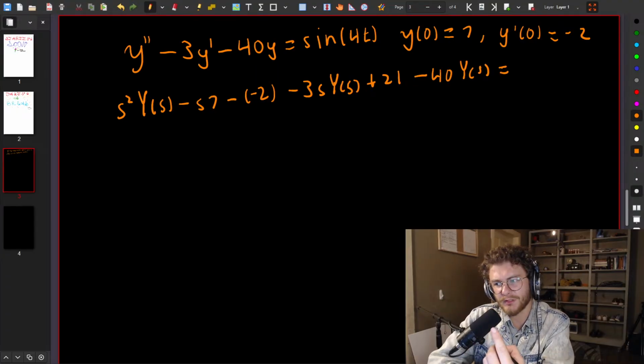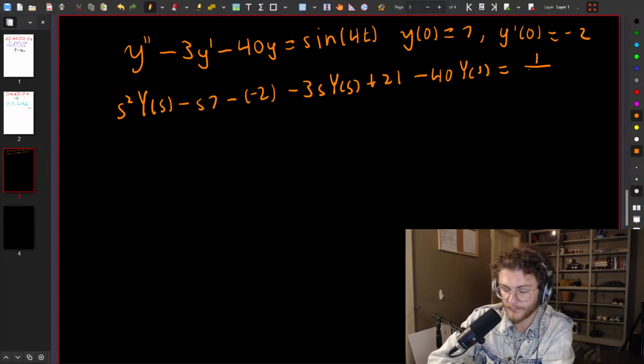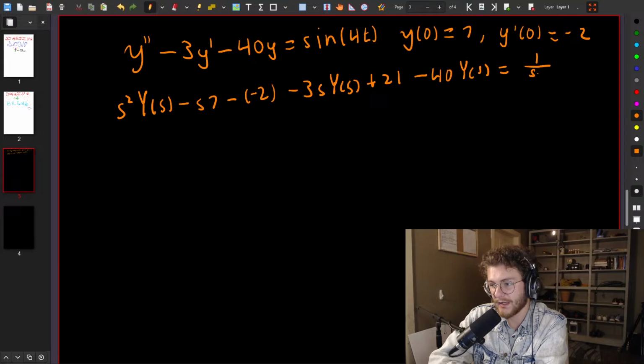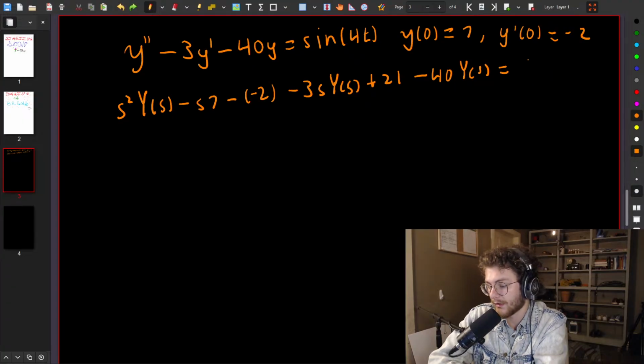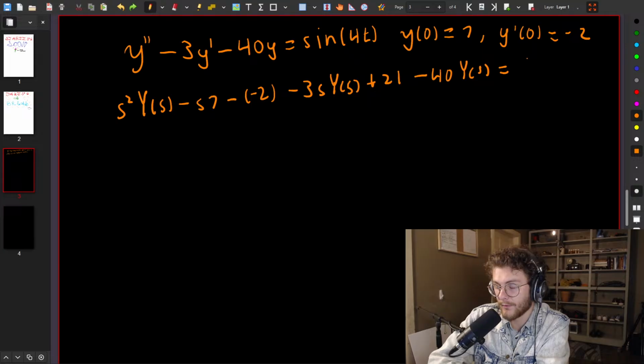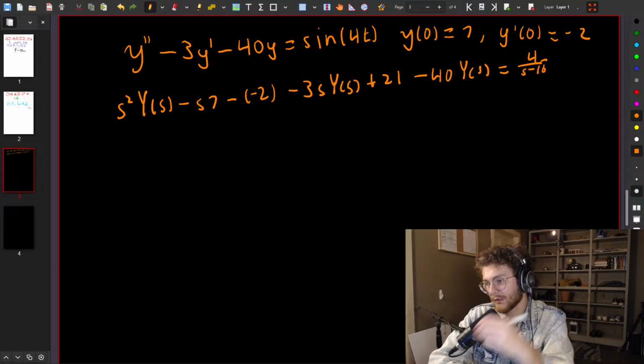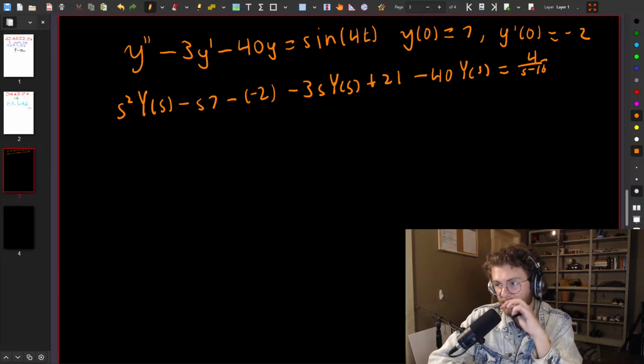What is sine of 4t transformed? It is 1 over s minus a. And what's a in this case? Oh, sorry, do this as sine. So this is a over s squared plus a squared, for sine of at, where a is 4, so that's 4 over s squared plus 16 to give us our final value. This is our Laplace transformed equation.